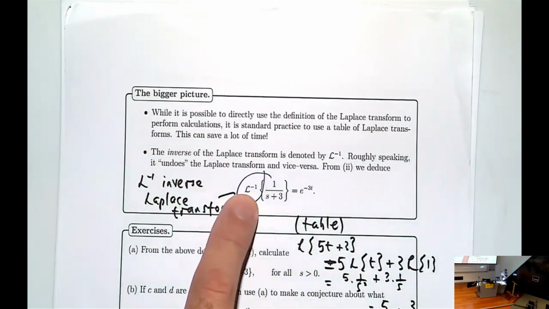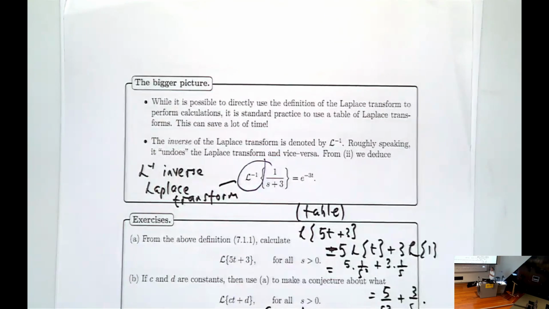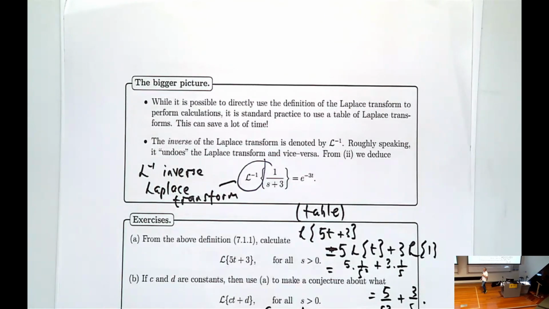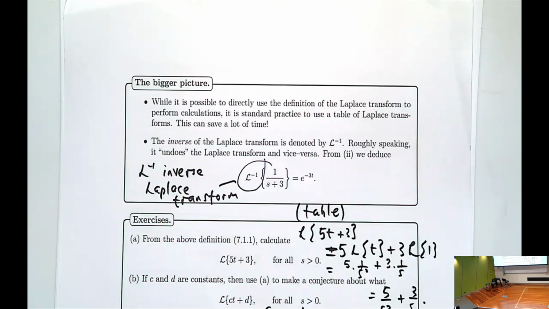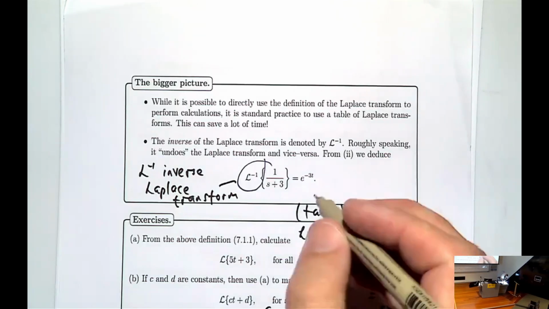This notation is to denote the inverse Laplace transform of 1 on s plus 3, let's say. They're the opposite actions. So a transform does something, the inverse transform undoes that. Probably the most important thing that we looked at in the first lecture on Laplace transforms was the idea of a transform table.